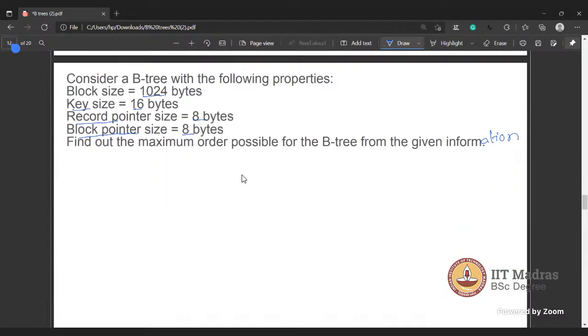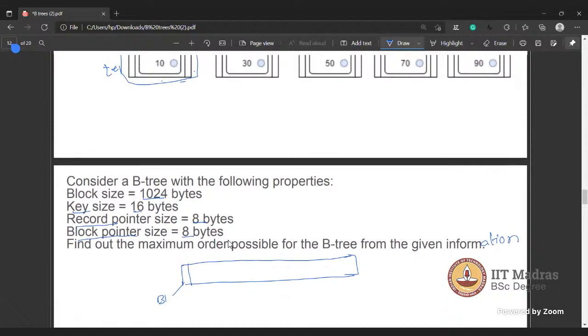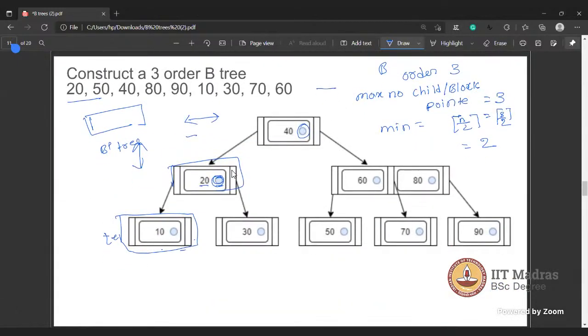Okay, so how is the structure of B tree? Anyone want to explain? Sir, here key size 16 bytes means, for example, a first name or any name, that is the key, right? Key like this: 20 is the key, 10 is the key. Okay. Understood, sir.